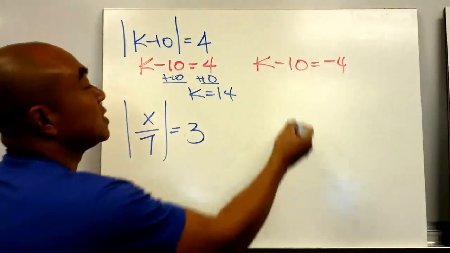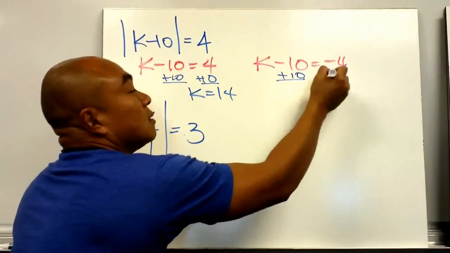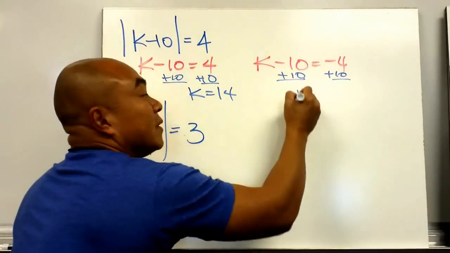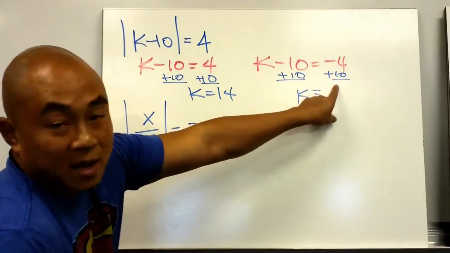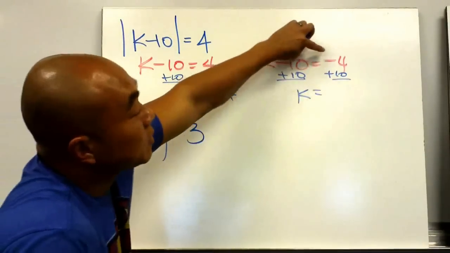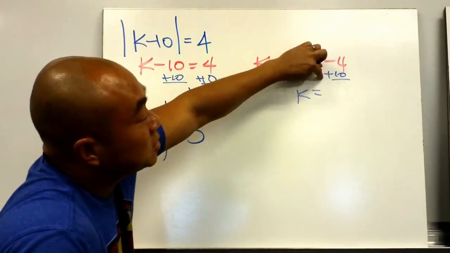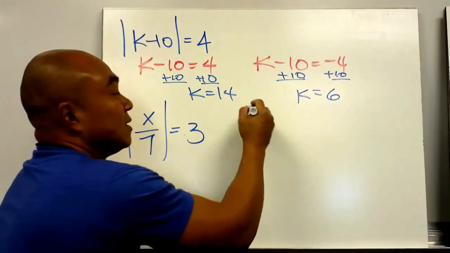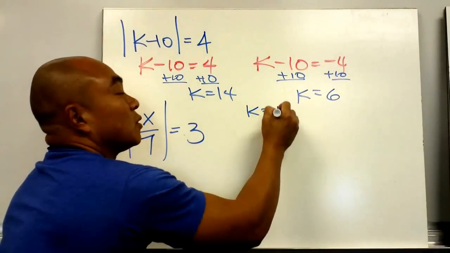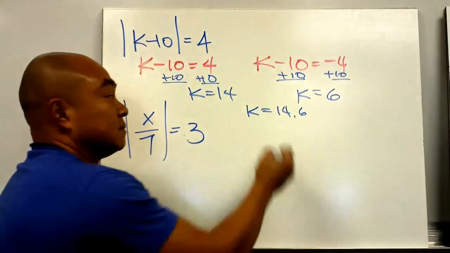Now here, we're going to do the same thing. Add 10, add 10. On this one, however, k is equal to negative 4 plus 10. Think about football. Yards lost, yards gained. You gained 6 total. The answer on this is k is equal to both 14 and 6.